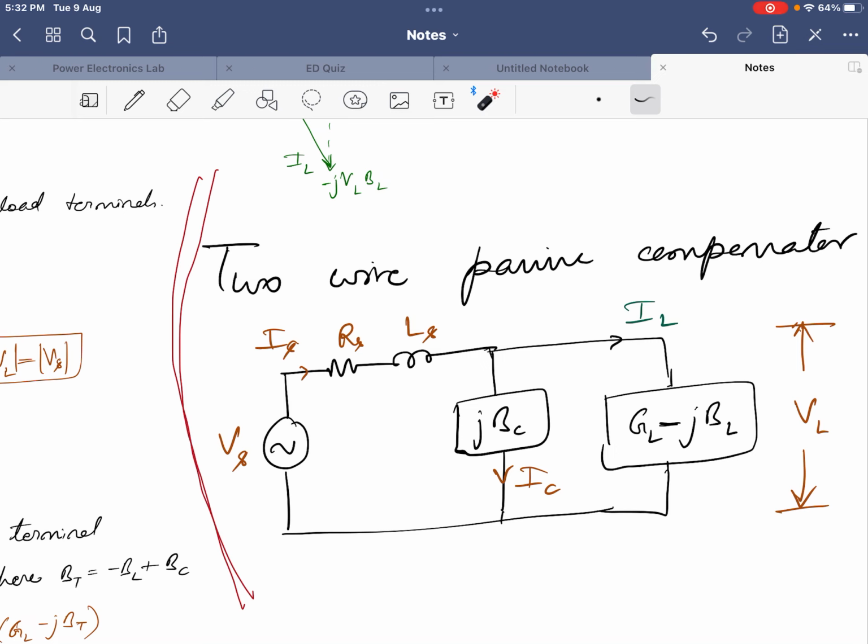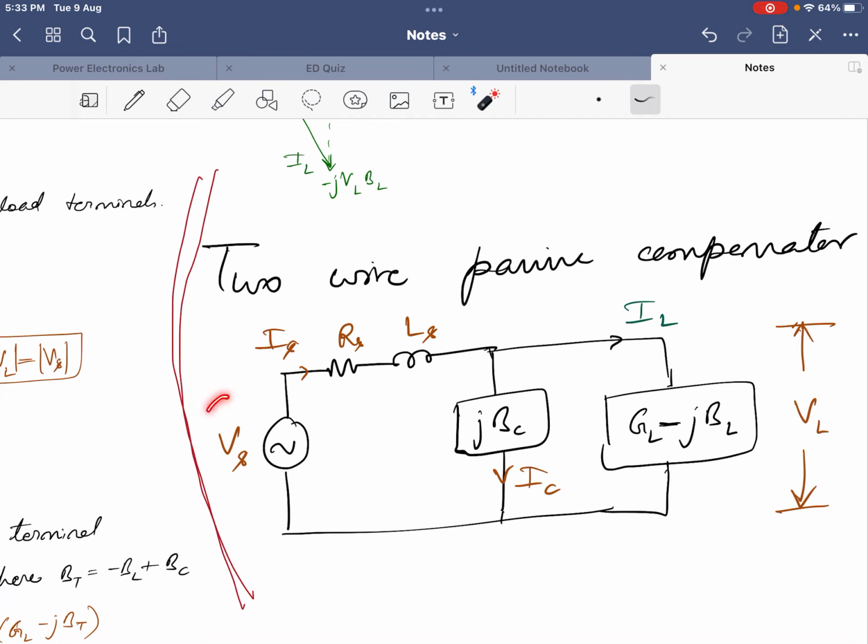In this video, we talk about the two-wire passive compensator. What should be the value of the BC of the compensator so that the power factor at the load end, and VL and IC can be in the same phase?